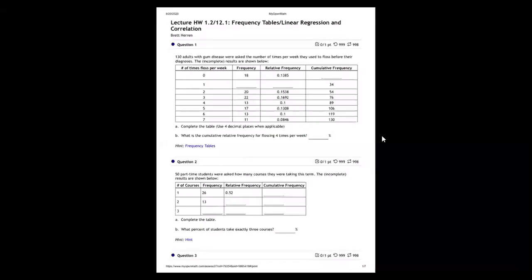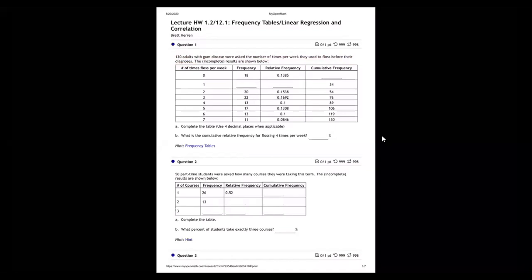So let's read through the words here. 130 adults with gum disease were asked the number of times per week they used to floss before they got the diagnosis. I bet their flossing went up after they were told they had gum disease. So, all right, the 130 adults, how many times were they flossing per week before their diagnosis, before they were told they had a problem?